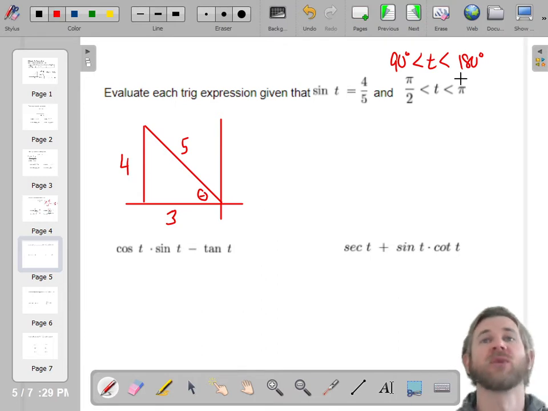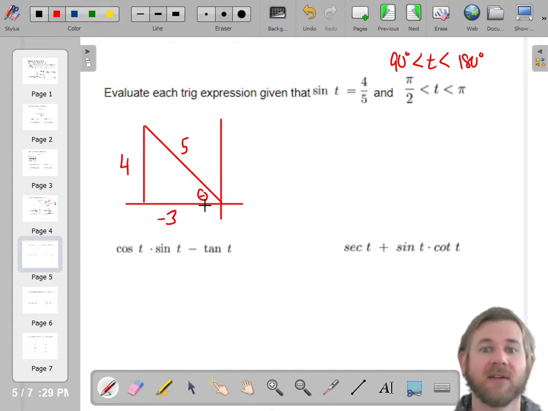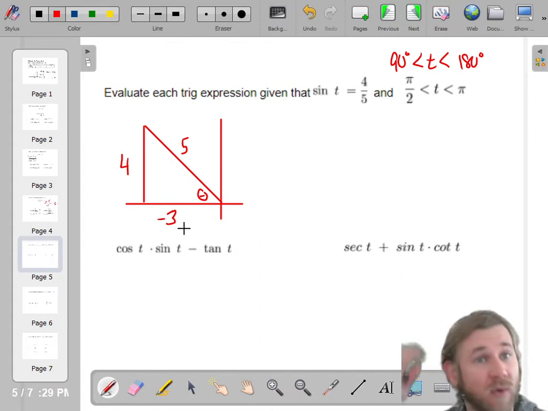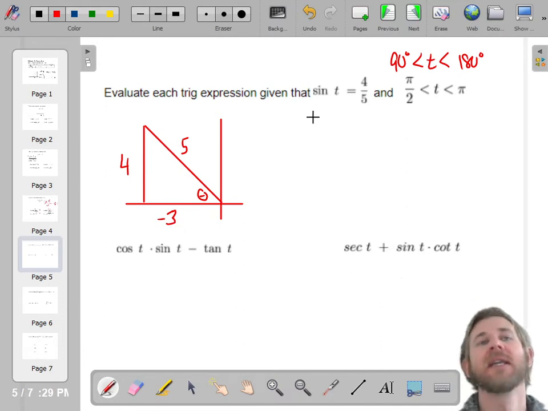But going back to what I was saying before, if you're in the second quadrant, you have to remember that x is negative because we're to the left of the y-axis. So x is negative in the second quadrant. I'm going to label it on the triangle just so we understand that we're in the second quadrant. Now we're going to actually evaluate this with numbers.